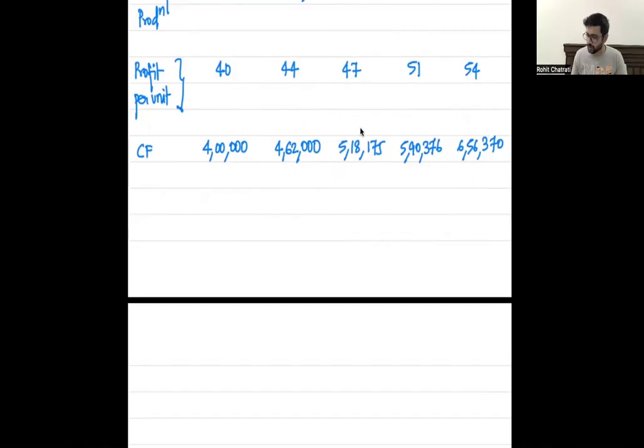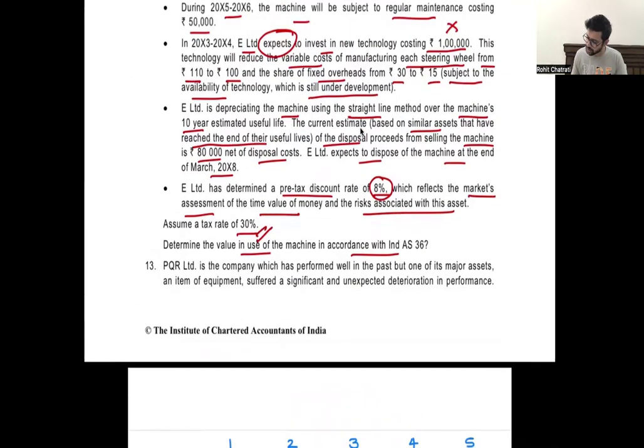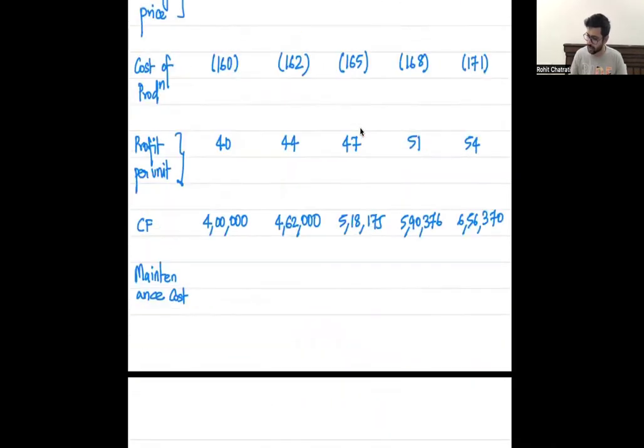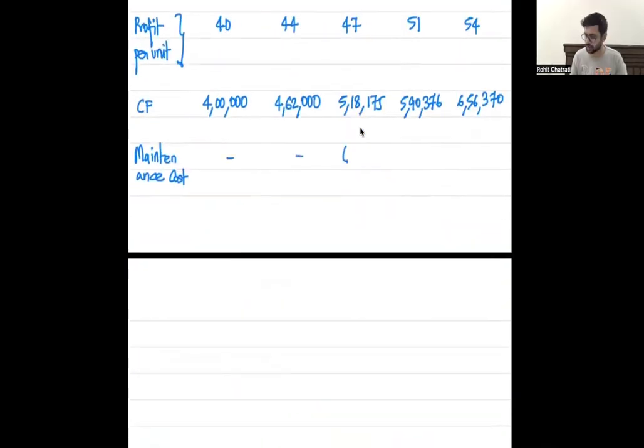Over and above this, we also had maintenance costs. We had maintenance costs that we were going to incur of rupees 50,000. The maintenance cost was going to be incurred in the year 2015-16, which means in the year 3, we were going to incur a maintenance cost of rupees 50,000. I'm denoting that as a negative number because that is a cash outflow.